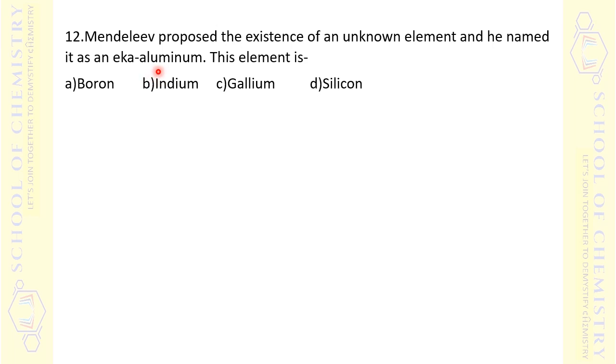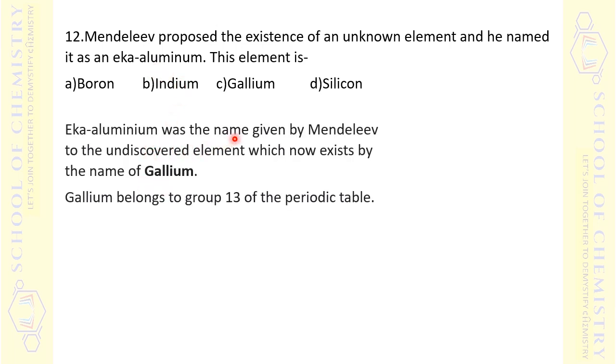If you just know the fact that the element he had predicted should come below aluminum, you can easily answer this question. Eka-aluminum was the name given by Mendeleev to the undiscovered element which now exists by the name gallium. Gallium comes below aluminum, and they are group 13 elements. You should know group 13 elements: boron, aluminium, gallium, indium, thallium, and nihonium. Usually we don't remember this, but now even this element has been named. Below thallium comes nihonium, right?